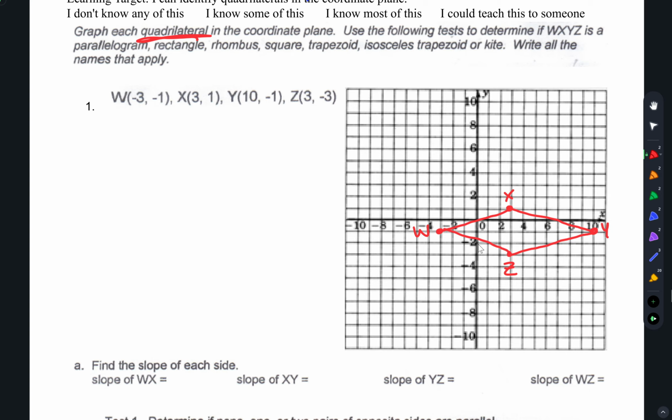I didn't like that last line. All right, there's my shape.